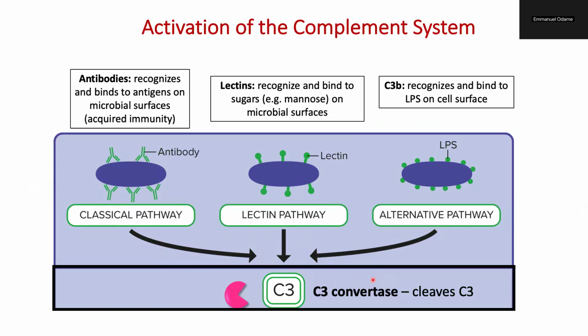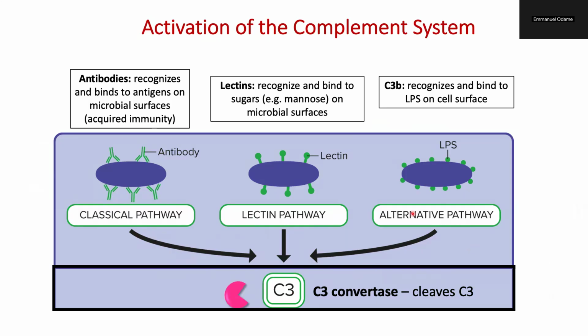So now let's talk about the activation of the complement system. The first one is through antibodies. The antibody recognizes and binds to antigens on the microbial surfaces through acquired immunity, leading to the activation of the C3 convertase. This is more of a classical pathway. And we have lectins, which recognize and bind to sugars, for example mannose, on the microbial surfaces, also leading to the same thing, C3 convertase activation.